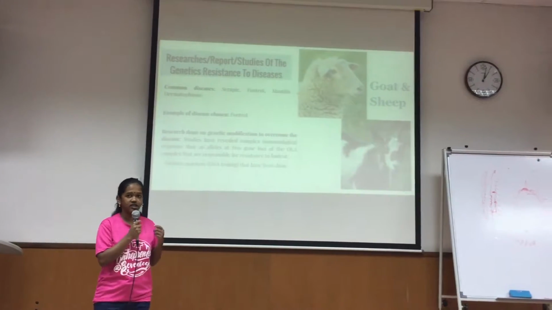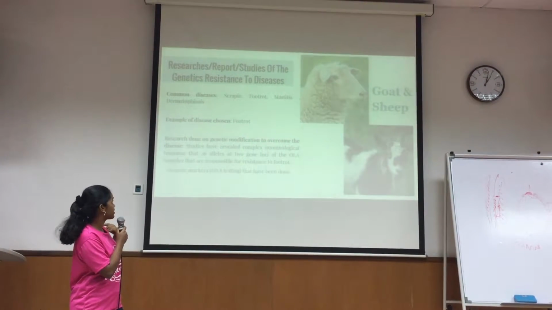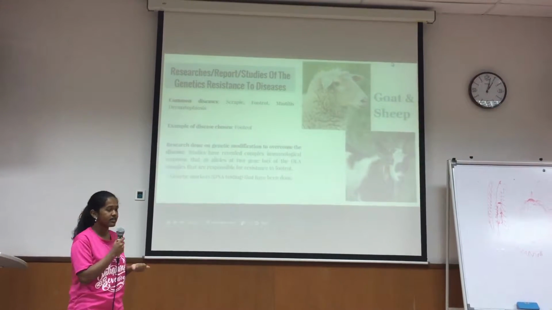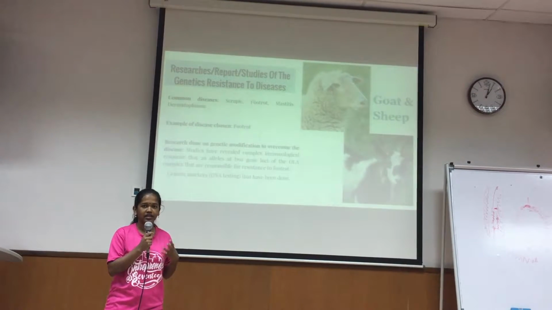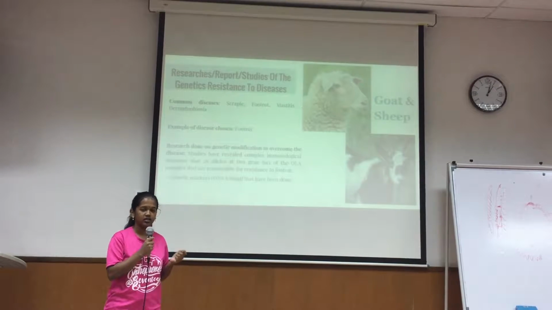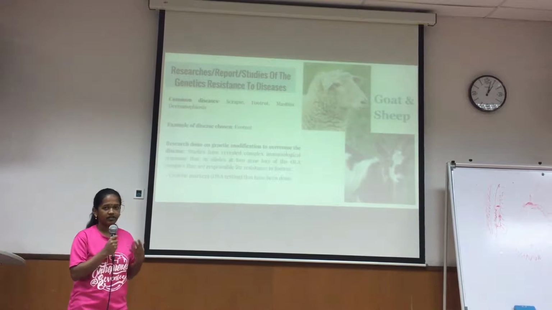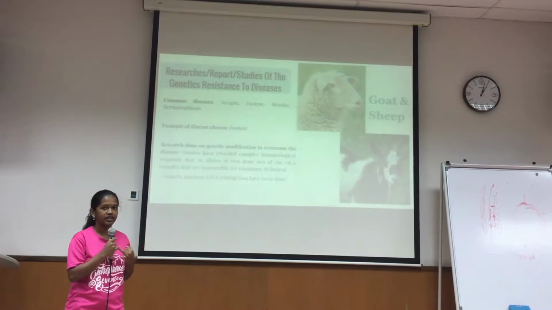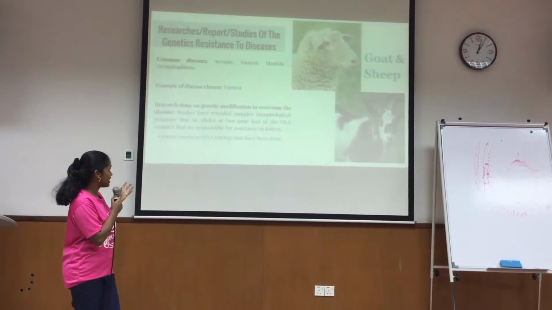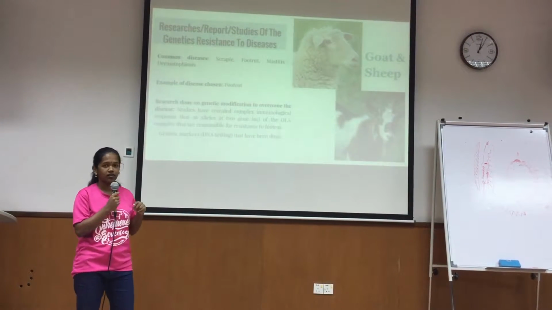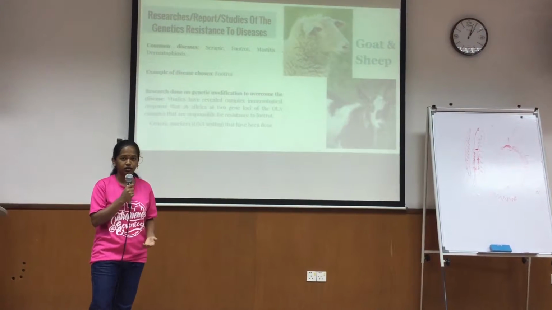So moving on to sheep and goat. The common diseases in sheep and goat are scrapie, foot rot, mastitis and dermatophilosis. The example used in this case is foot rot. Foot rot is the inflammation at the hoof part, which is really painful for the sheep or the goat. This also affects productivity, as it will affect the milk quality and the meat quality as well. The 26 alleles found in two gene loci of the OLA complex are responsible for resistance to this foot rot problem.